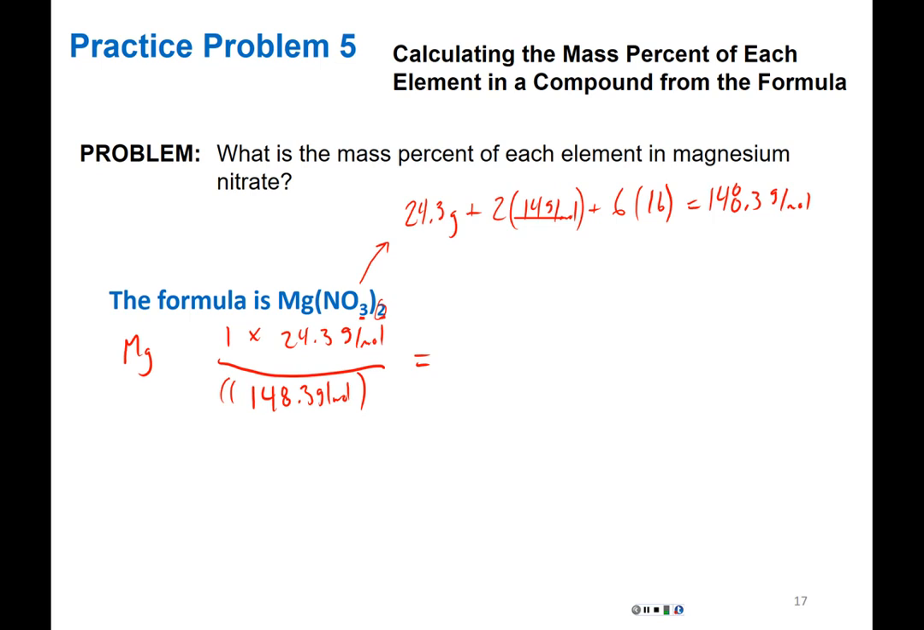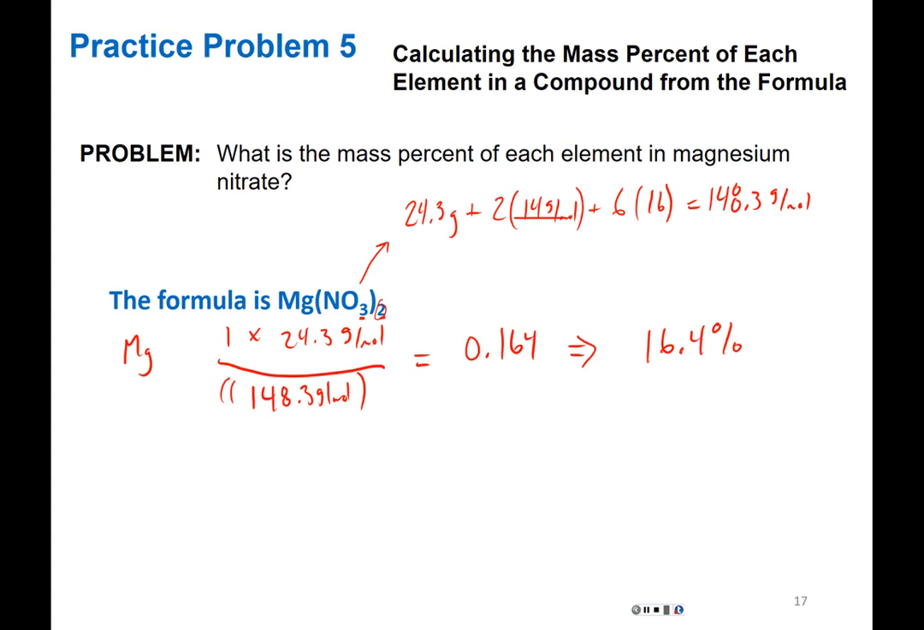And that gives us 0.164. Right? And that would be the mass fraction. If we multiply that by 100, that will give us the percentage, mass percent. So that'd be 16.4%. So magnesium nitrate is 0.164 or 16.4% magnesium by weight.